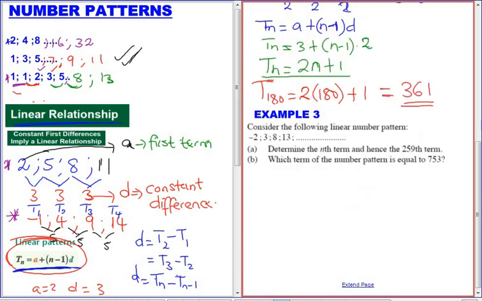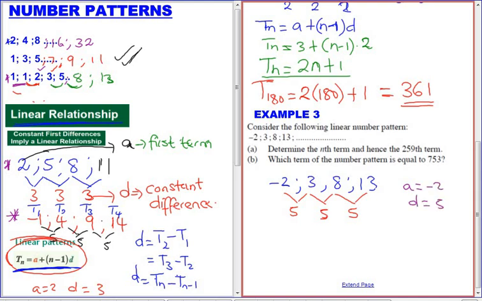Let's answer this one together again. We have negative 2, 3, 8, and 13. Let's check if the first difference is constant. 3 minus negative 2 is 5. 8 minus 3, I'm getting 5. 13 minus 8, I'm getting 5, and therefore I am convinced that this is a linear number pattern, or an arithmetic sequence. What we're going to do now is to appreciate how our a is related to negative 2 and our d is 5.